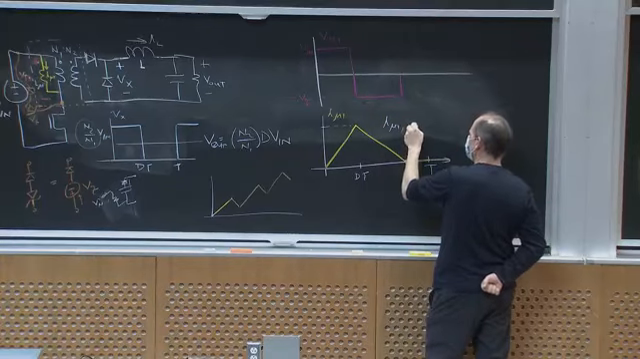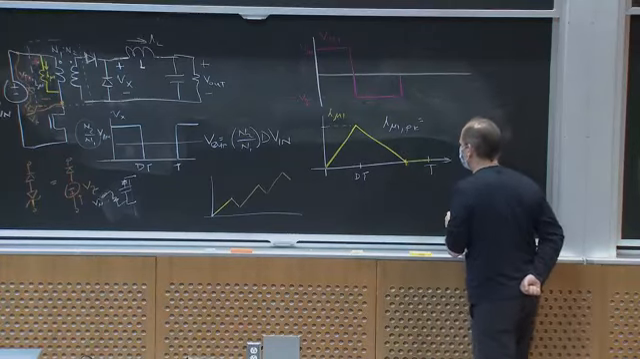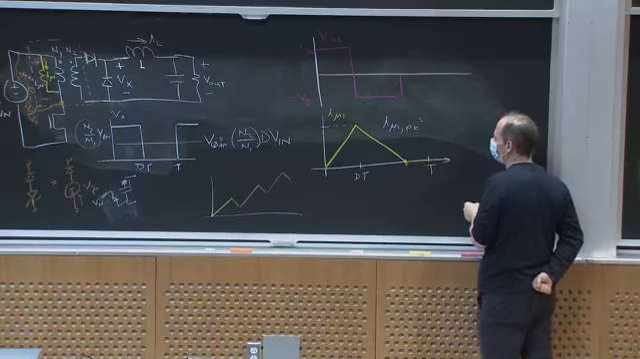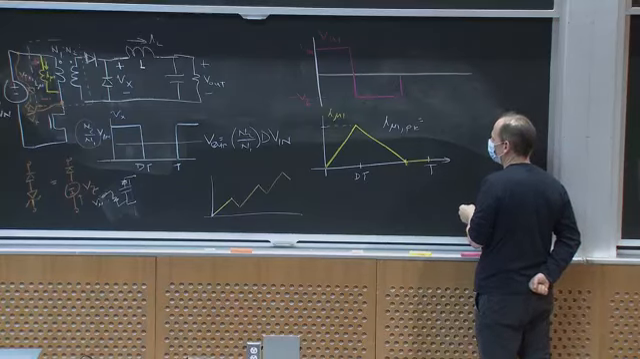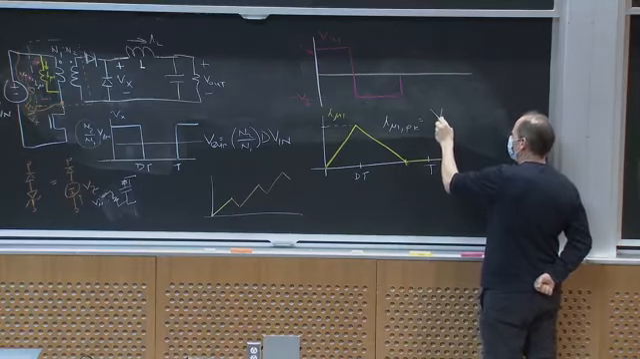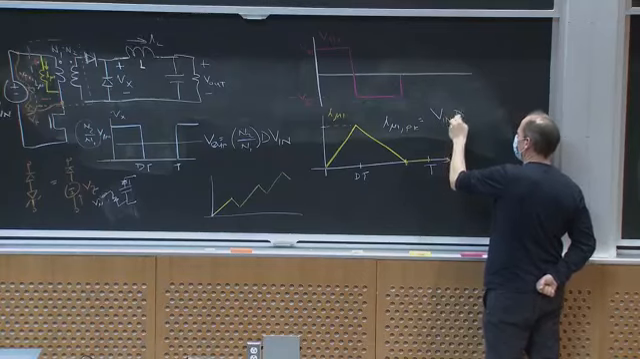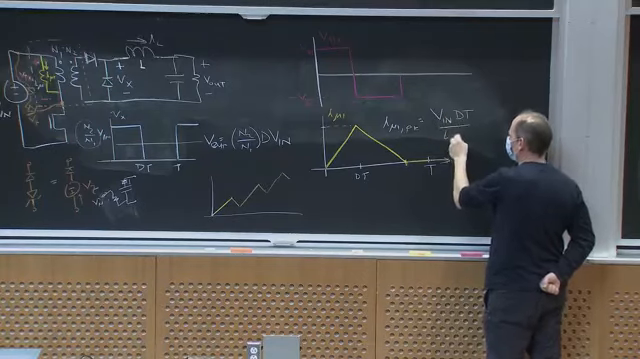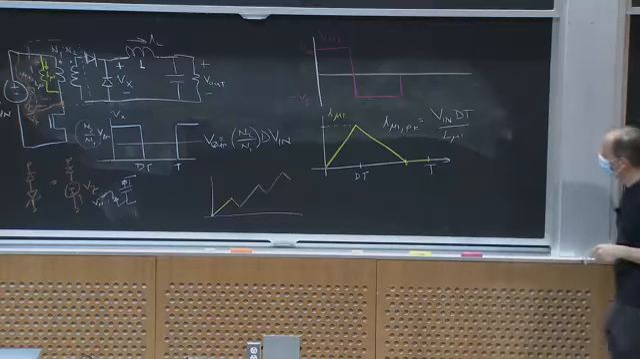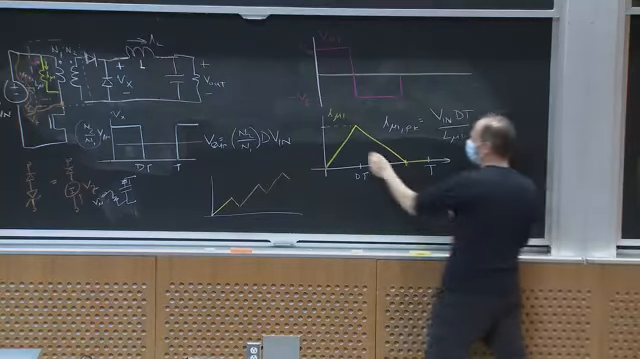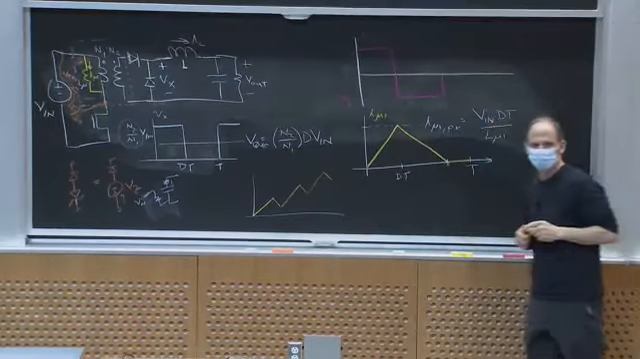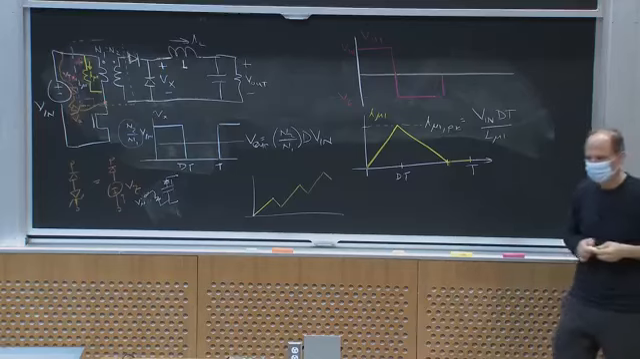IMU1 peak ought to be equal to what? Well, V is equal to L di/dt. So this would be Vn dt over L mu1, which is the peak current I hit here. Does that make sense?